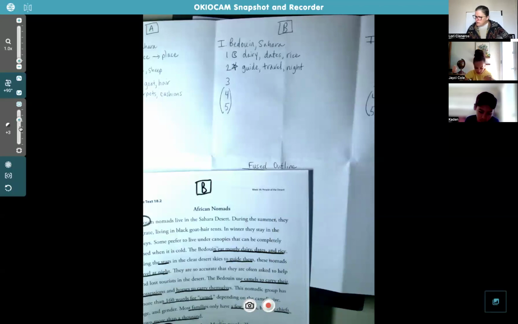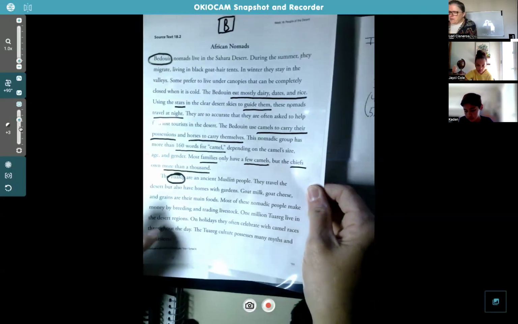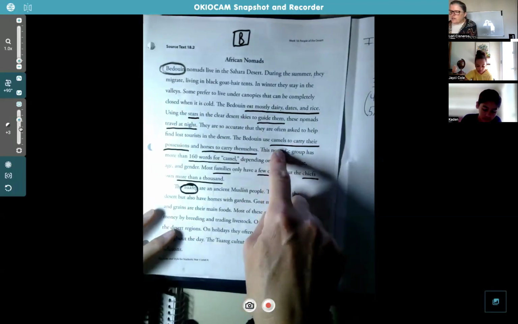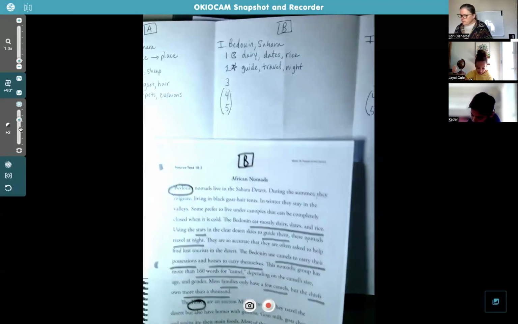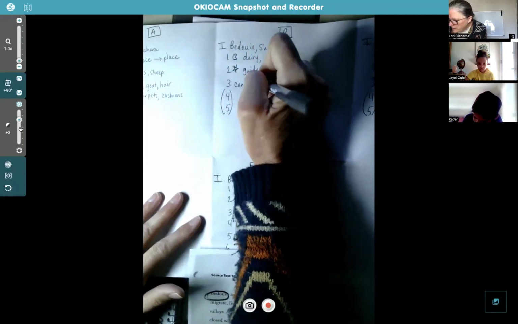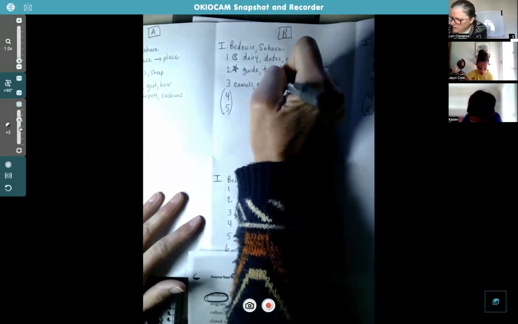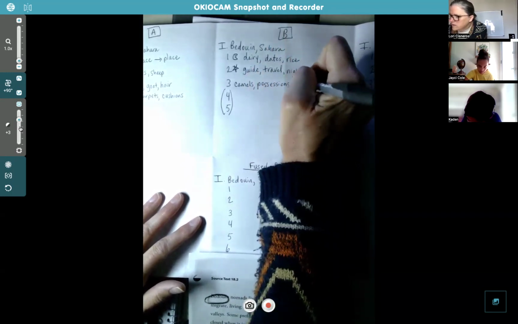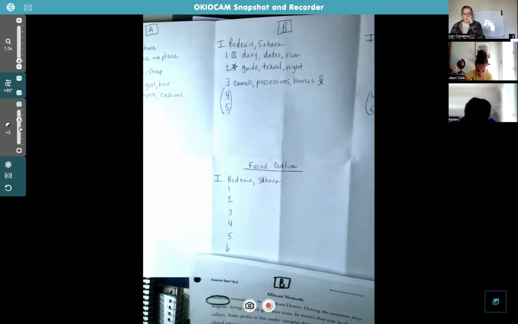The next one, camels carry possessions. I have too many things underlined here, so I'm probably going to have to not use something, but I'm going to talk about how the camels carry possessions and the horses carry themselves. So maybe I'll put camels, possessions. And then horses, I'm just going to draw a little guy here, a little stick guy. But if you have a different way of putting that, you can put it differently.